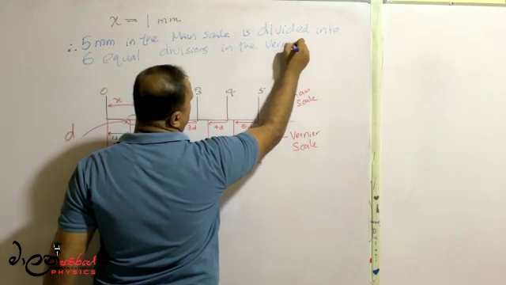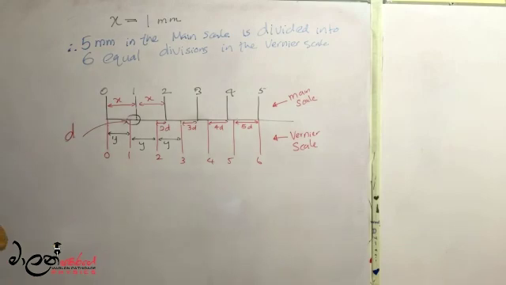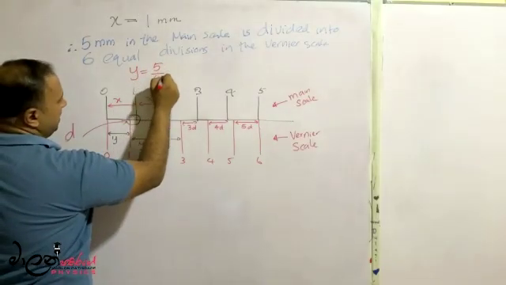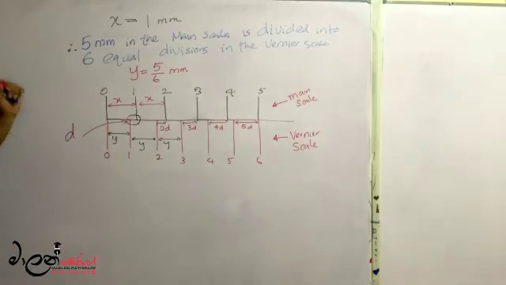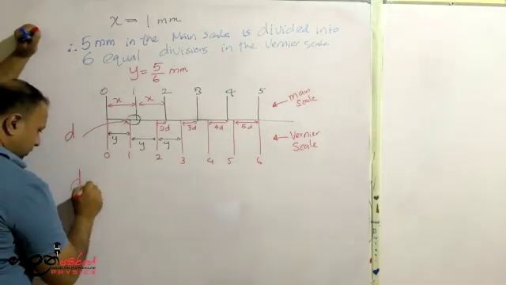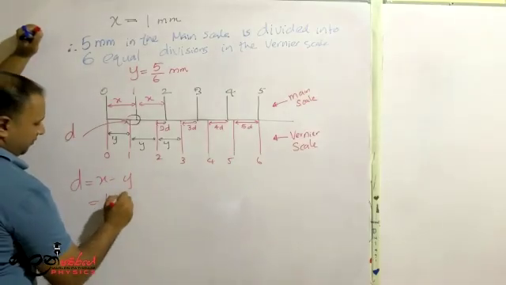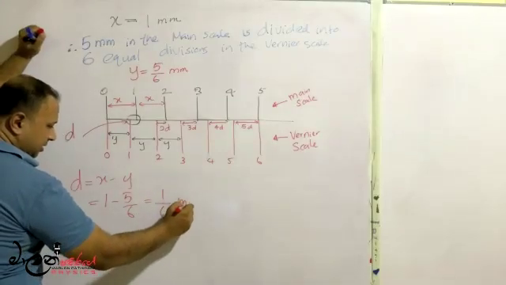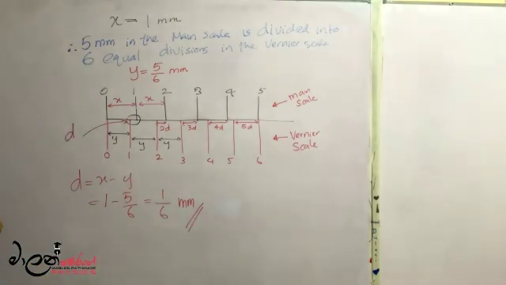The vernier scale. Therefore, y is equal to 5 millimeter over 6. So d is equal to x minus y. That means 1 minus 5 over 6, that is equal to 1 over 6 millimeters. Therefore, the least count is equal to 1 over 6.